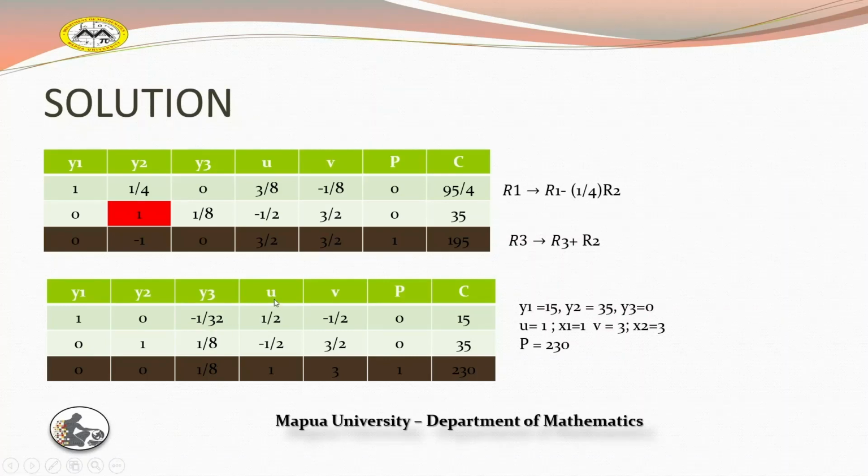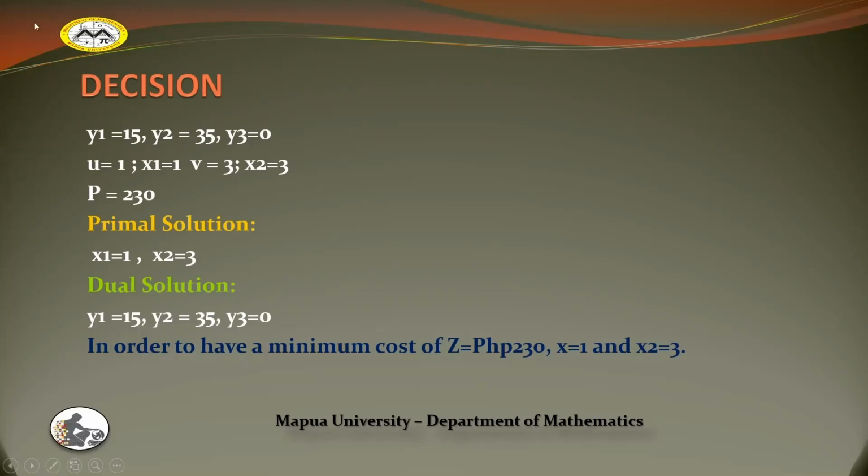Now for the slack variables u and v, as we mentioned that u is our x of 1, then the value of u here, which is our x of 1, is equal to 1. This is the value of the x of 1. And for the v, as for our x of 2, this is now equal to 3. For the objective function, connect the coefficient of it as 1 into the constant column, and this is now equal to 230.